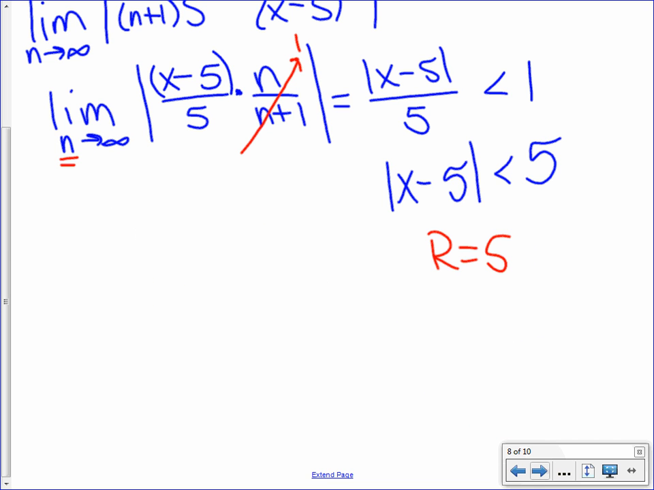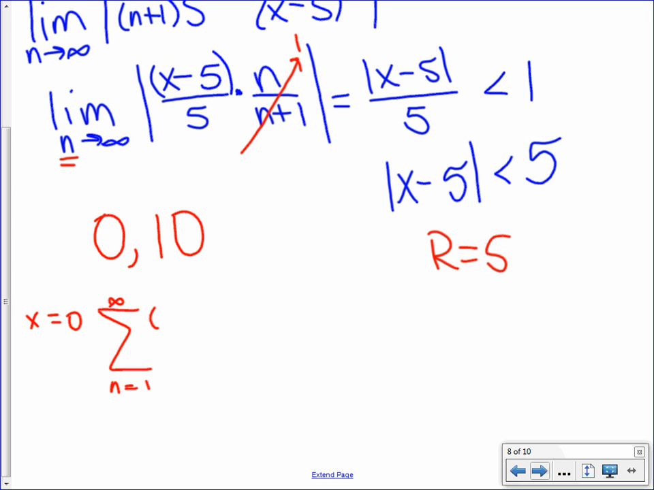Okay? If our radius is 5 and our center is 5, what's our interval? So now we get to decide if the endpoints are included or not. We get to decide that. Doesn't matter. I think 0 should be included, because it's civic. Okay.